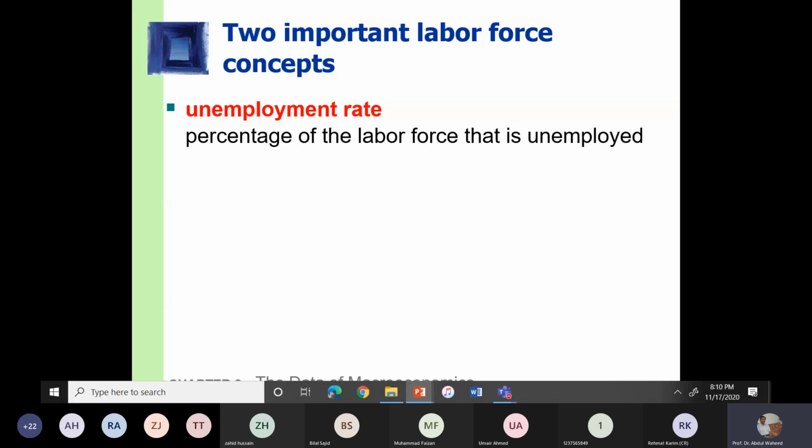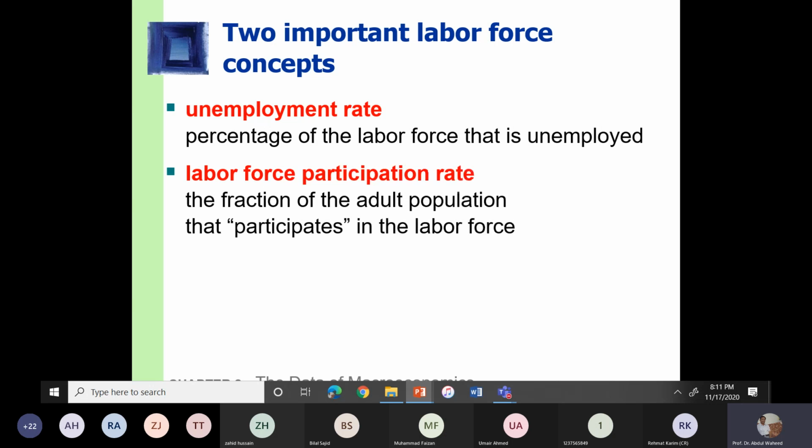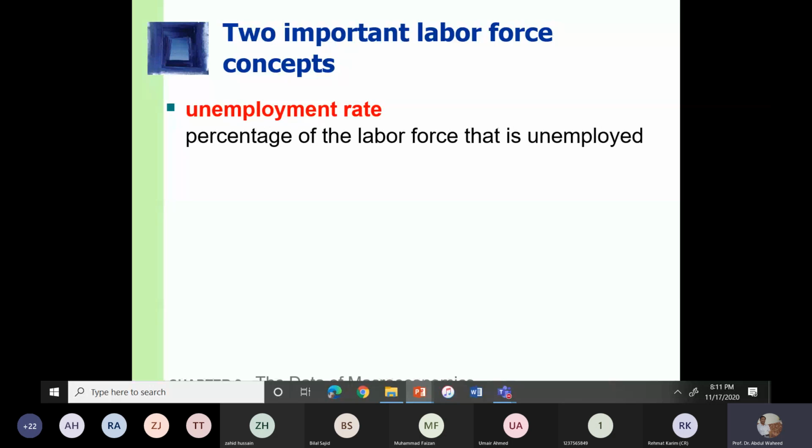If I want to calculate the unemployment rate, this is the percentage of the labor force that is unemployed. It means unemployed labor force divided by total labor force multiplied by 100. Then I will get the unemployment rate. Just write the formula. If you want to get the unemployment rate, the unemployment rate equals unemployed labor force divided by total labor force multiplied by 100. Then you will get the unemployment rate.